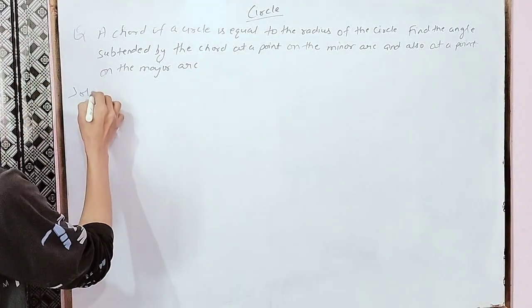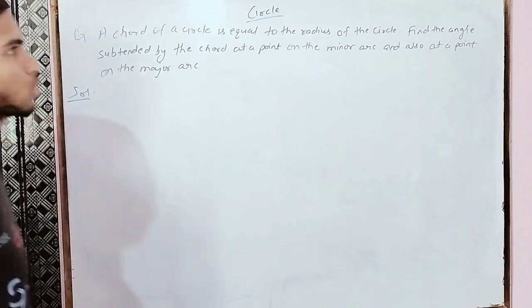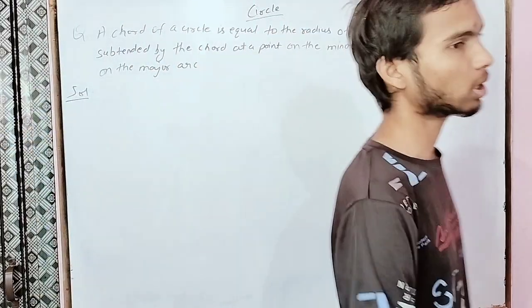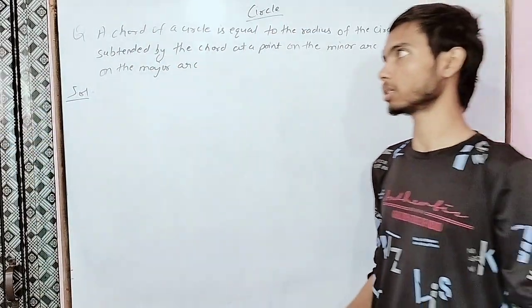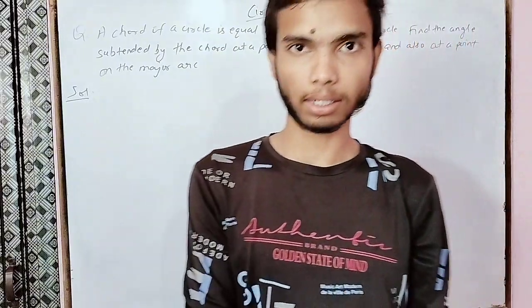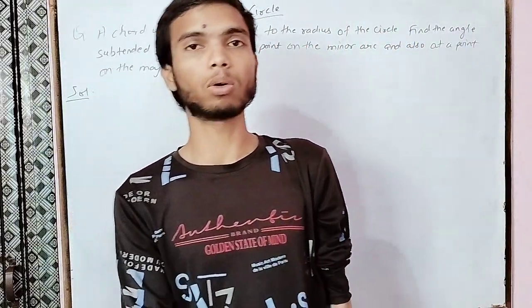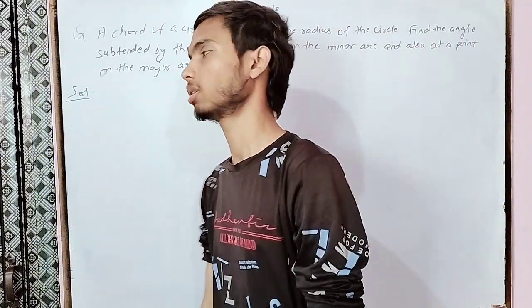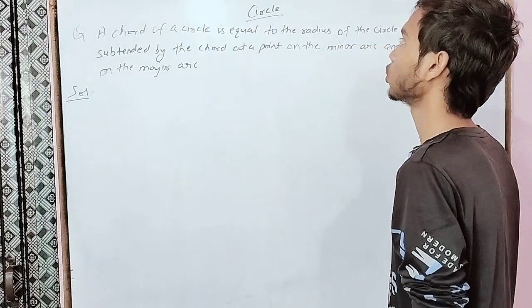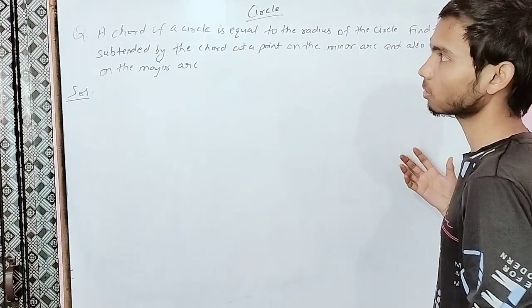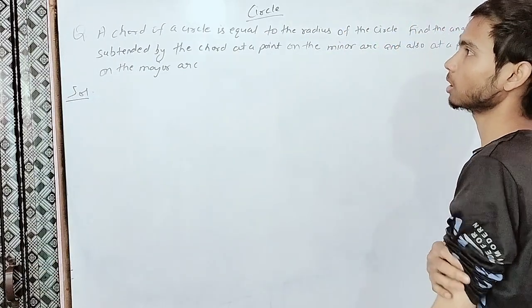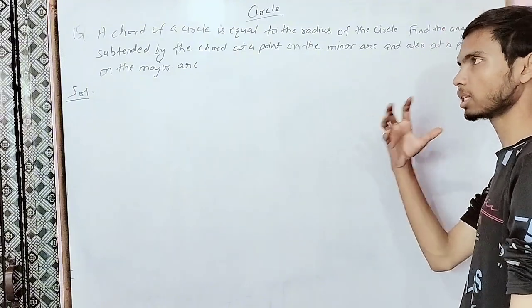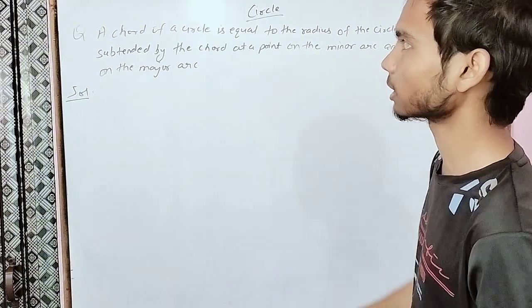Now let's see the first question. The first step is to understand the question. What is the question saying? Then we will have clarity, and then we will be able to solve the question logically. By understanding the question, we can draw a figure if it is possible. If the question is saying that you can draw a figure, then we can draw it by understanding the question.